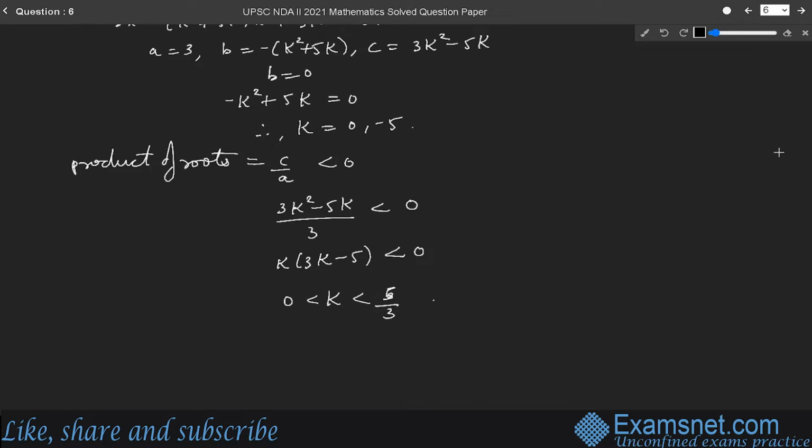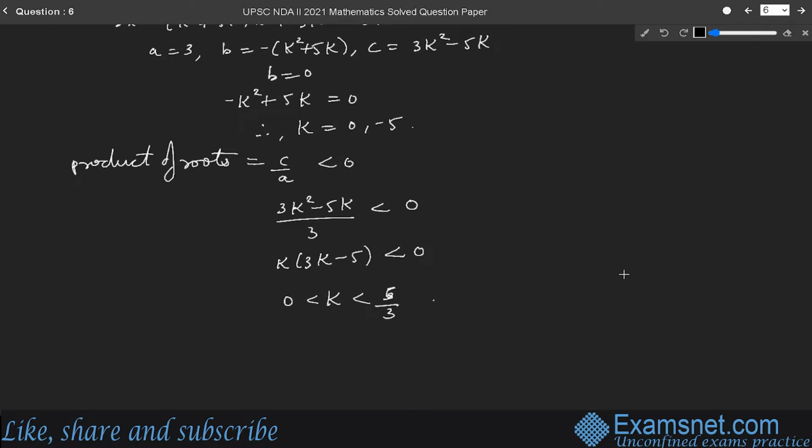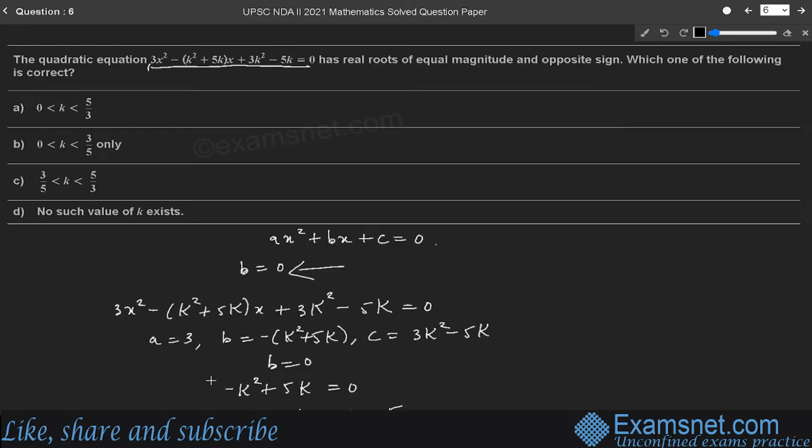So from the equations, no such value of k exists. Means we can see that in the options, no such value of k exists where k lies between 0 and 5 by 3. So we can say that from both the equations, we have found the k is 0 and minus 5. But no such value exists here. So we can say that the correct option for this question is option number D, which is no such value of k exists.